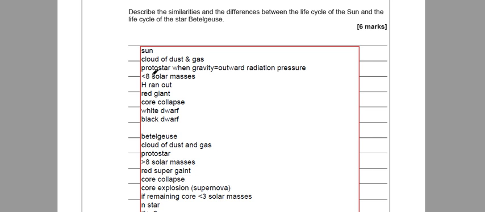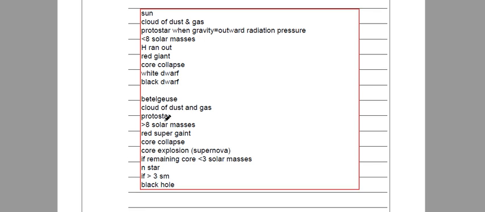If the protostar was less than a certain number of solar masses, which is the case in the Sun, hydrogen runs out, because it is fused in the core to helium, so it is consumed. The core collapses and makes a red giant, and this collapsed core becomes white, so it is a white dwarf, and then becomes black, so it is a black dwarf.